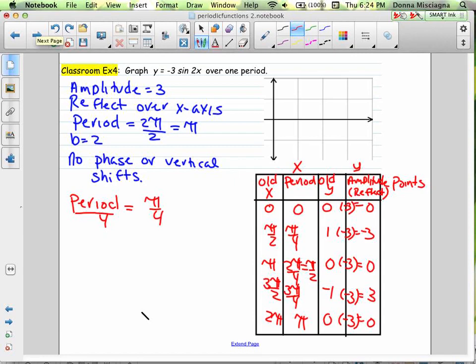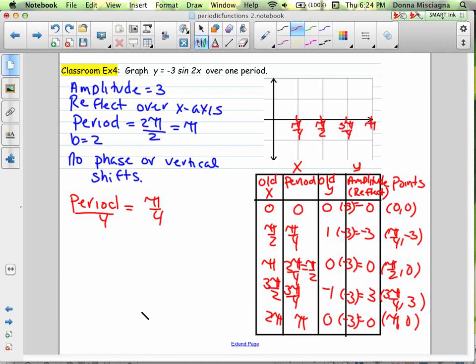New x, new y: 0, 0, pi fourths, -3, pi halves, 0, 3 pi fourths, 3, and pi, 0. All right, so let's have our graph go up by fourths. That would make things nice and easy for us. So this would be pi fourths, this would be pi halves, this would be 3 pi fourths, and one period is done at pi. It'd be nice if our graph had more vertical lines on it, because we need 1, 2, and I'm extending this graph so that I can have 3. And I need to do the same thing in the other direction: -1, -2, and -3.